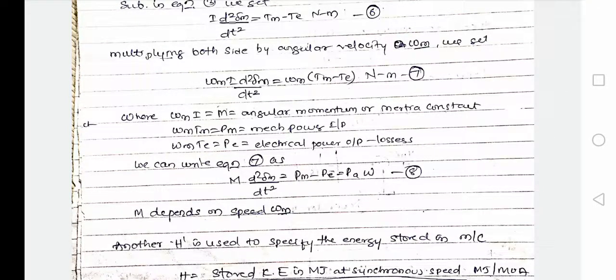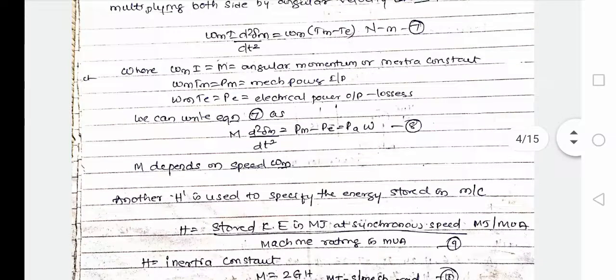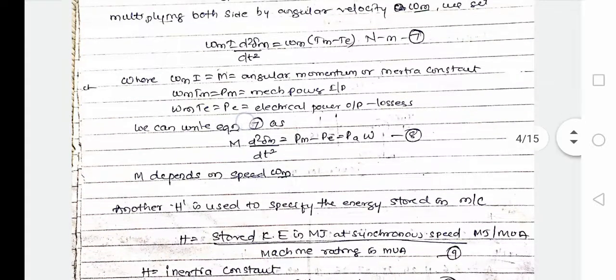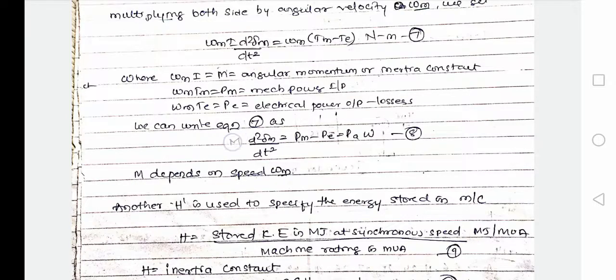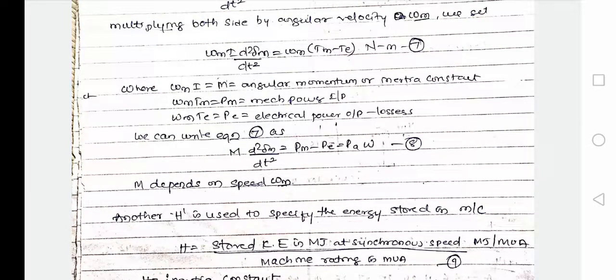Here omega m into I is M, and it is termed the angular momentum or inertia constant. Omega m of Tm is Pm, that is the mechanical power input to that generator, and omega m into Te is Pe, which we can term as the electrical power output minus the losses in the generator. Equation number 7 can be rewritten as M of d square delta m divided by dt square is equal to Pm minus Pe.